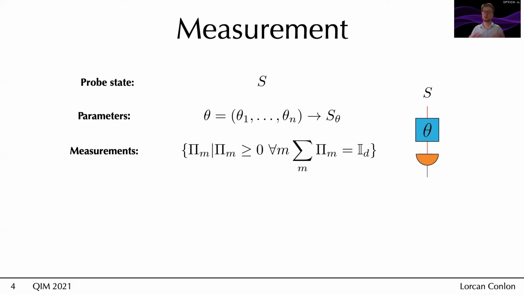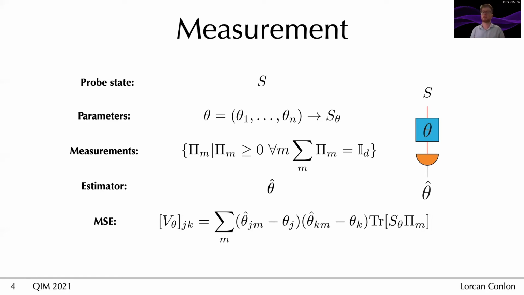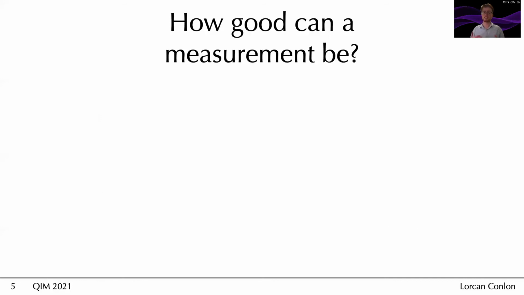There are some conditions these POVMs need to satisfy in order to be a physically meaningful measurement. And based on the different measurement outcomes that are obtained, an estimate of theta is produced through some estimator function. And if we repeat this enough times, the estimated values should converge to the true values. And we quantify how well a particular measurement and estimator performs through the mean squared error matrix, denoted here as V. And we don't need to worry about this too much. It basically just tells us how good a measurement is. And it's natural then to ask, just how good can a measurement be?